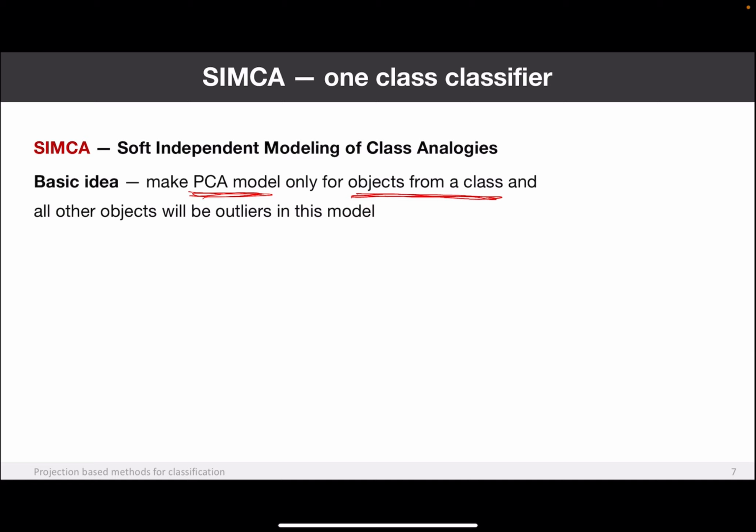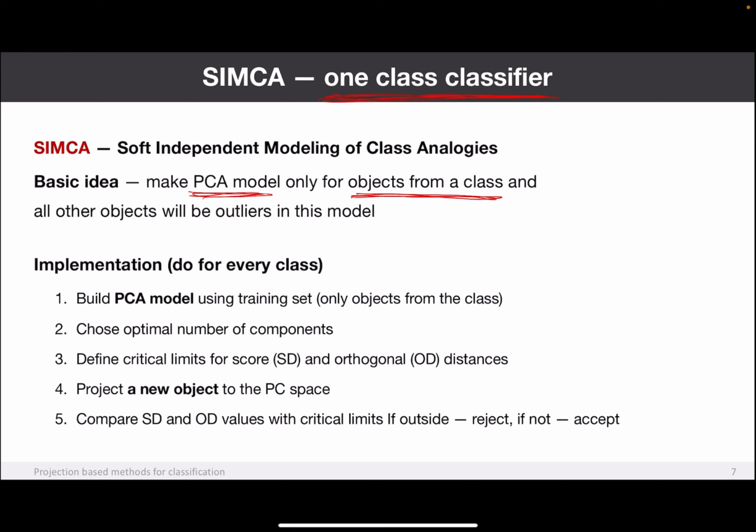So that means that SIMCA is a one-class classifier. So you need as many SIMCA models as many classes you actually have. And then the implementation is very simple. I mean, most of the steps you see here are just a PCA model. So first of all, we need to build a PCA model. We use the training set for that, but only objects from a particular class, only members. And then we choose the optimal number of components.